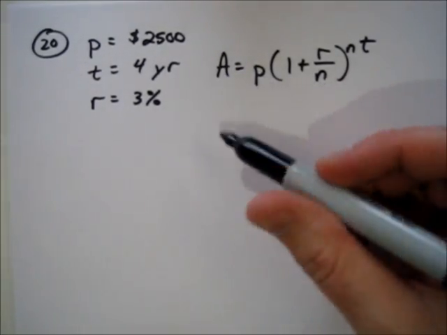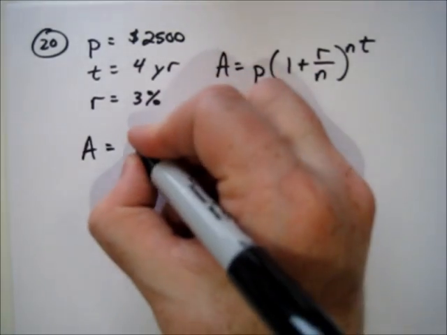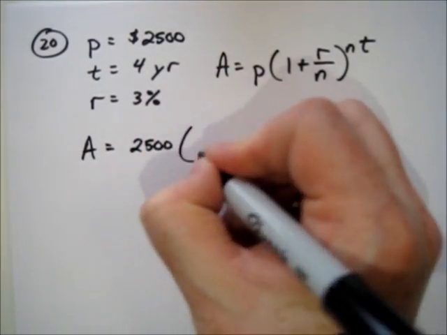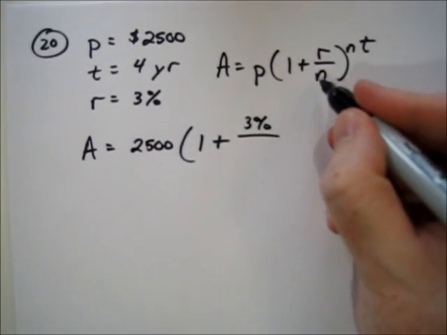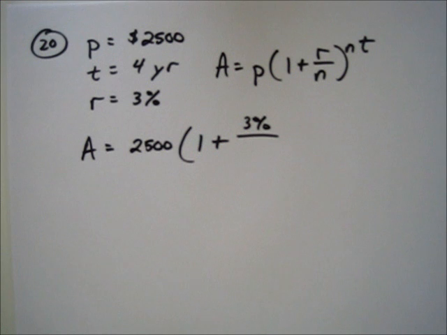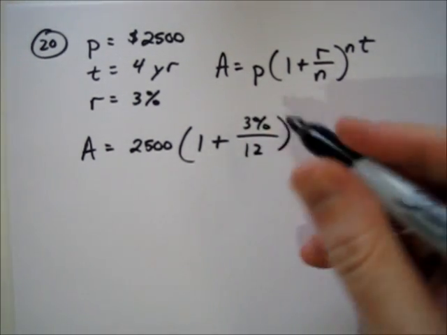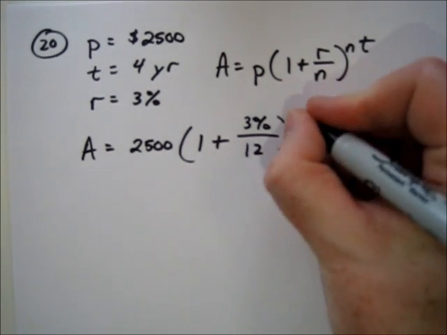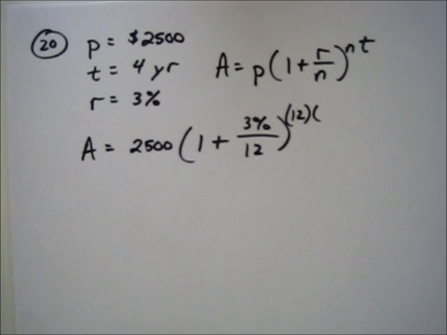So A is the future amount. P stands for principal, just like it did in simple interest, so that's the $2,500 figure. 1 plus R is the interest rate, 3%. N is the number of compounding periods per year. Since this is being compounded monthly, there are 12 months in a year, so the compounding will happen 12 times a year. So that shows up here as well as in the exponent. And in the exponent, it gets multiplied by time, which is also in years, so 4.